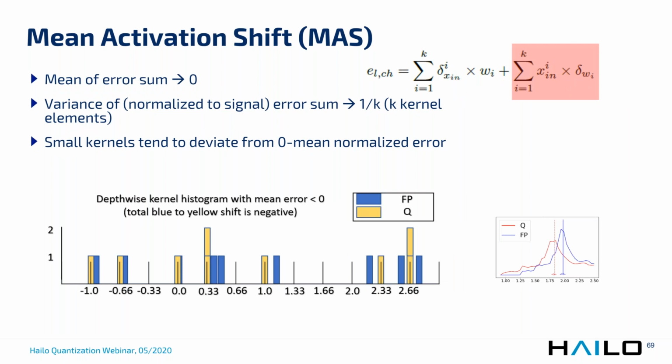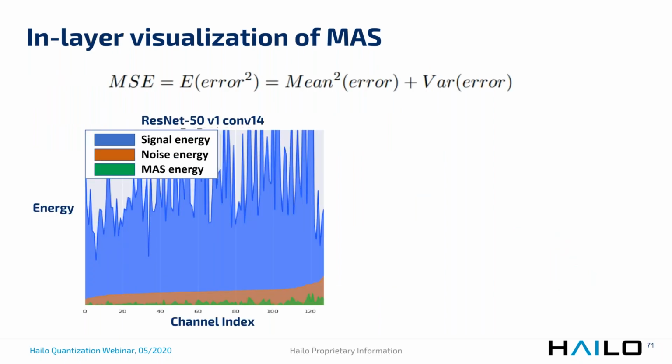And when we went through the quantization of mobile net and tried to see why it goes so wrong, we saw that the quantized version of the layers have a significant shift in the mean of the activation compared to the full precision network. So if you look at the error term, it can be decomposed as a mean error and a variance. So that's the standard bias variance decomposition.